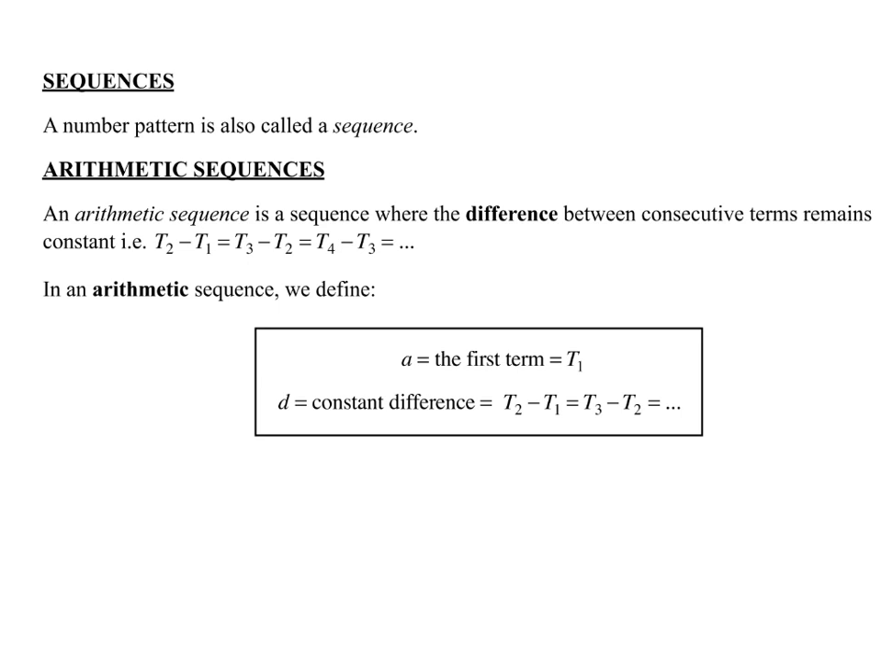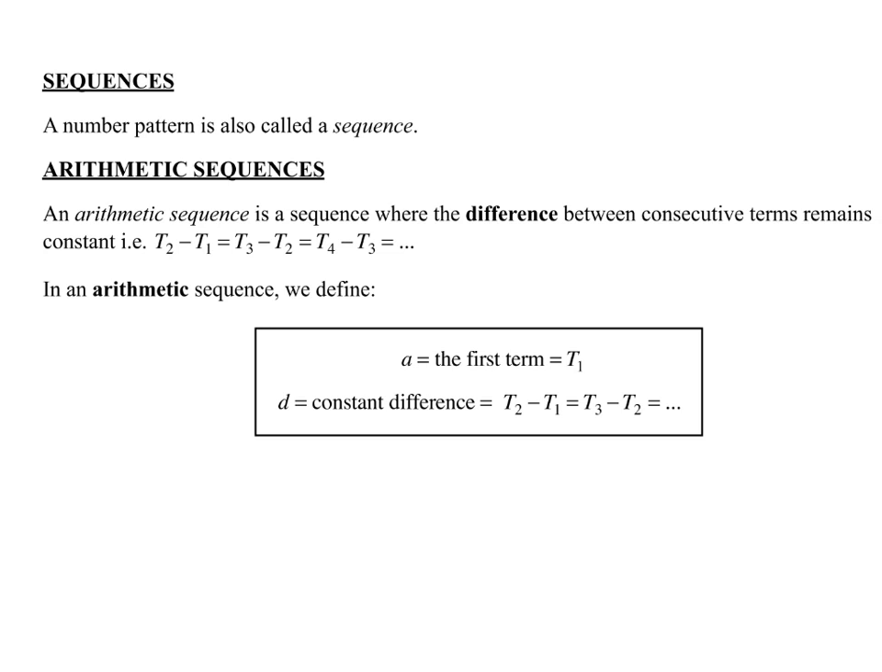In this module on sequences and series, we're going to look at arithmetic sequences. A number pattern is also called a sequence. Now we want to determine the nth term, or the nth formula, for an arithmetic sequence. The property of an arithmetic sequence is that the difference between the terms is a constant. So an arithmetic sequence is a sequence where the difference between consecutive terms remains constant.